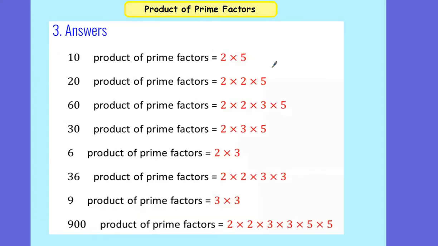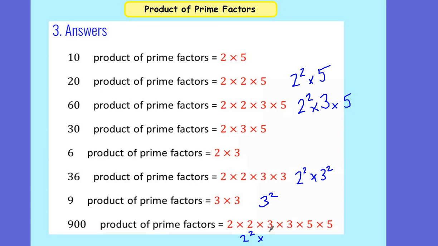Okay, these are the answers I was looking for. Please check your work. This one could be written as 2 squared times 5 if you'd done it in index form. This one could be 2 squared times 3 times 5 if you'd done it in index form. This one would be 2 squared times 3 squared in index form. This one would be 3 squared in index form. And this one would be 2 squared times 3 squared times 5 squared. Anyone that got the 900 right, an absolute superstar, well done.